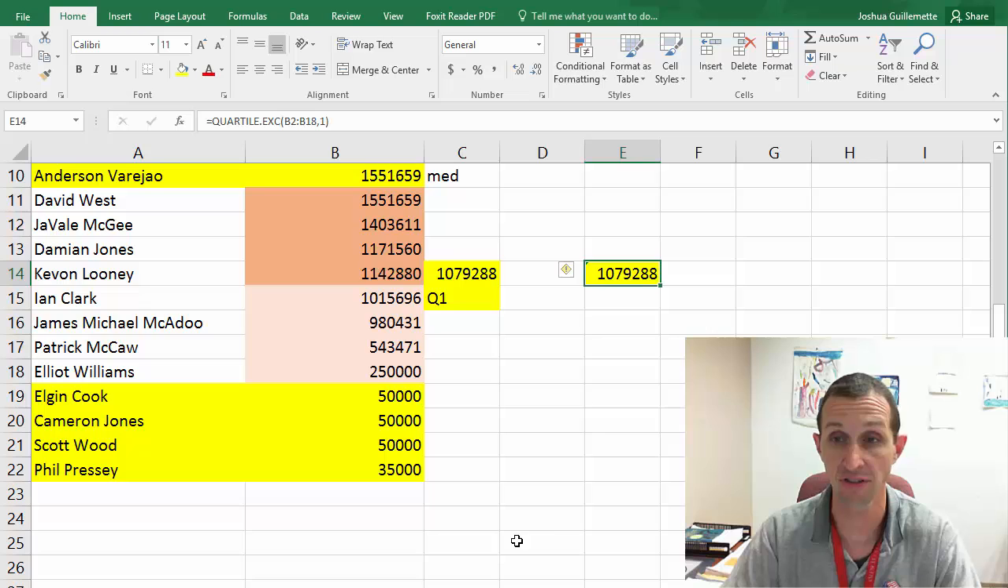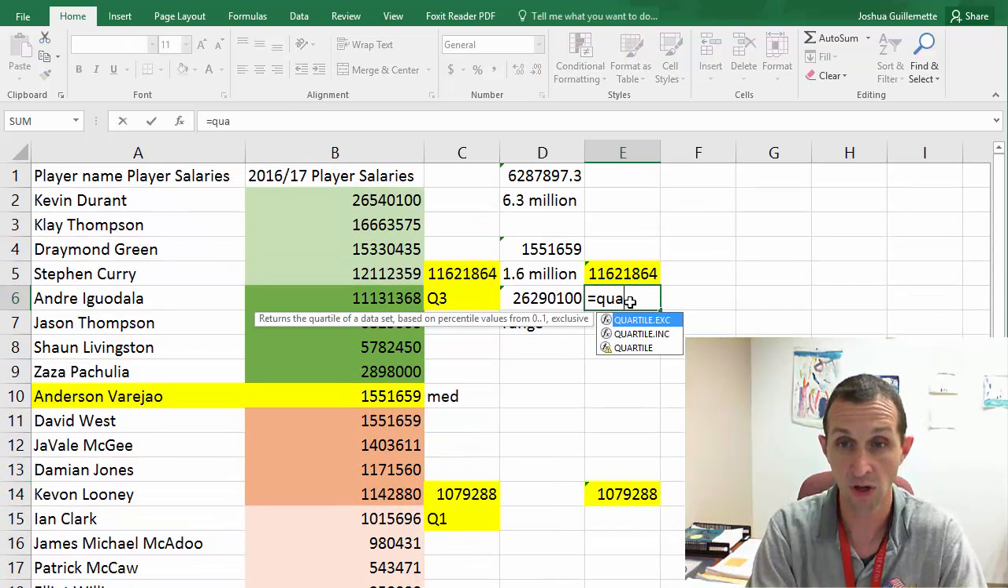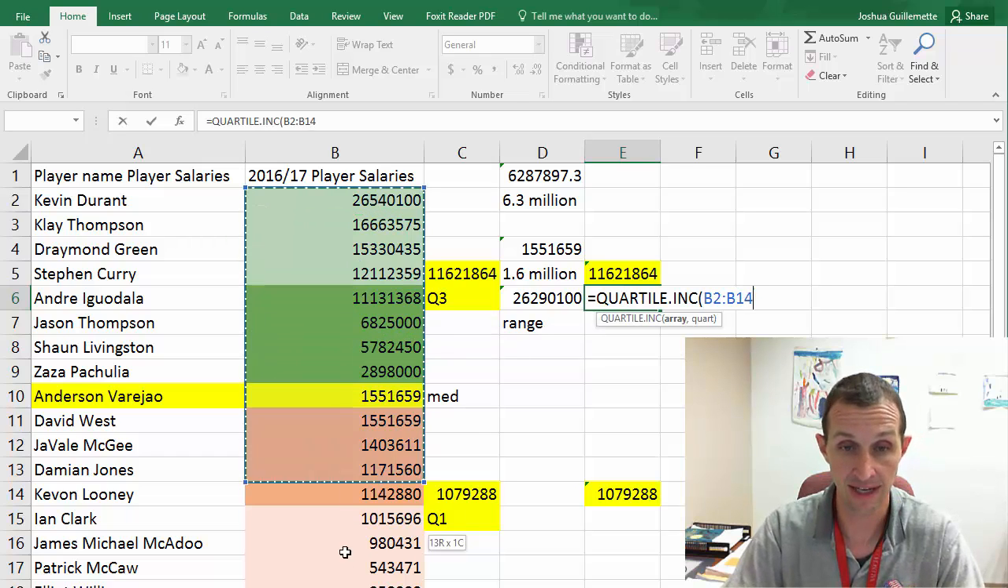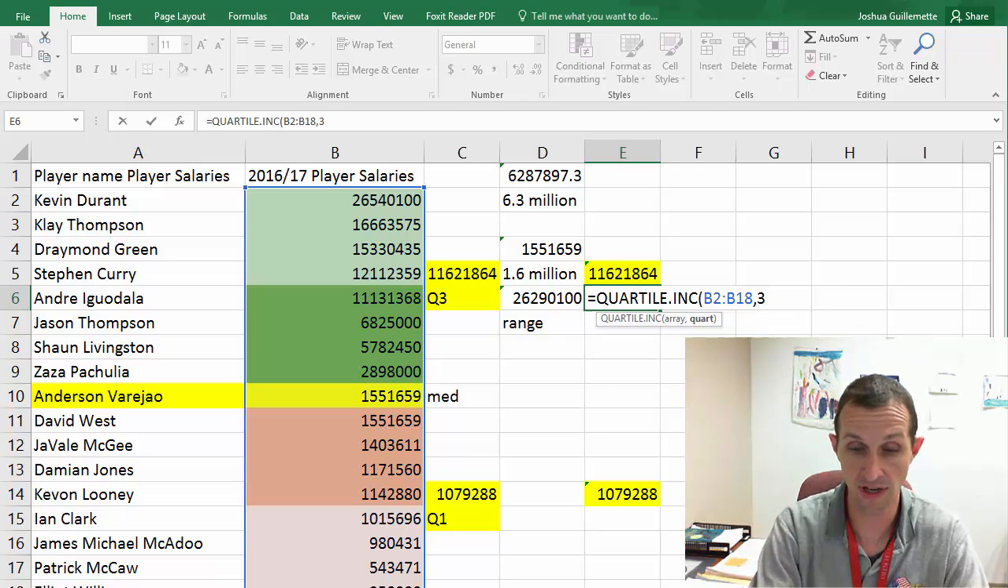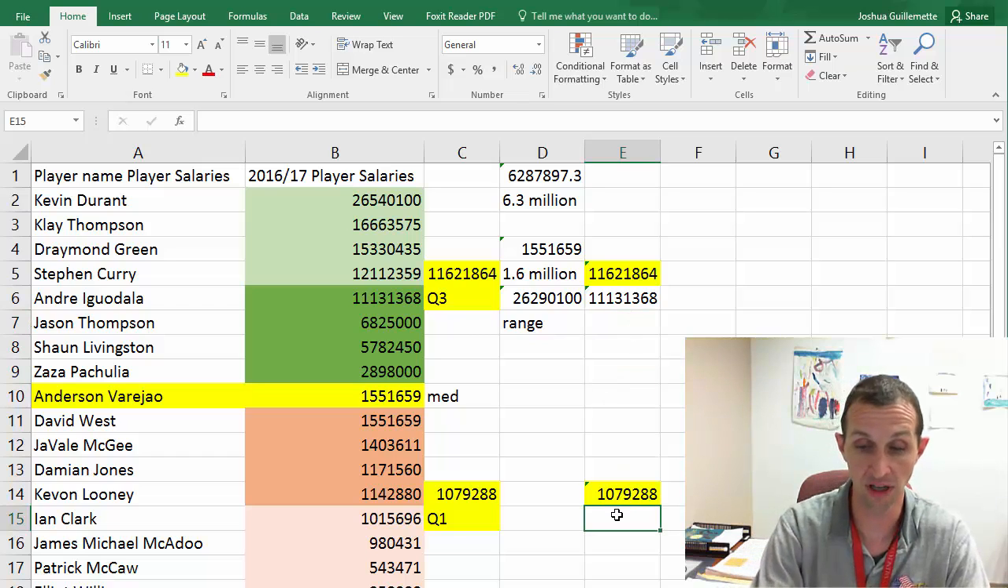If you want the hinge, that would be the inclusive, right, the data and the quartile, and again, it's not going to make much difference. So if I calculate the hinge here, equals quartile inclusive of my data, and I do the third quartile, you can see it's a tiny bit different, but it's pretty close. It's within 50,000, right? And when you're talking about $1 million, that's not very much.